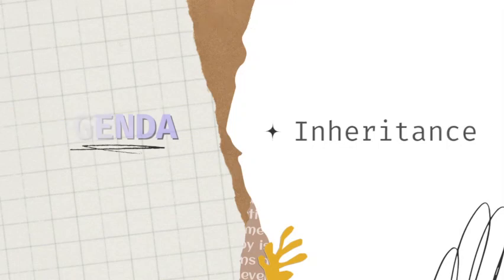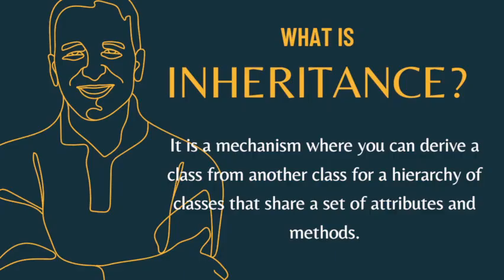So first of all, let's define inheritance. What does it mean by inheritance? When it comes to object oriented programming, it is a mechanism where you can derive a class from another class for a hierarchy of classes that share a set of attributes and methods. But don't get confused with this definition, because the main meaning is just this: inheritance is just picking the properties or the methods or the attributes of someone, like sharing the same attributes as someone.